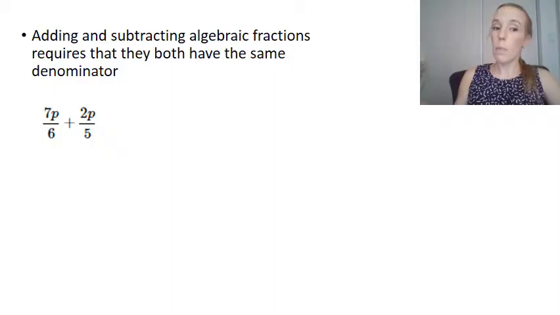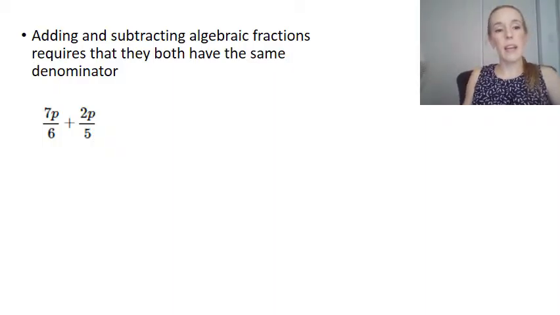Again, we've got a bit more of a complex one here. So we've got 7p over 6 plus 2p over 5. So starting off, we're going to find our lowest common denominator. So what is our lowest common multiple of 6 and 5?